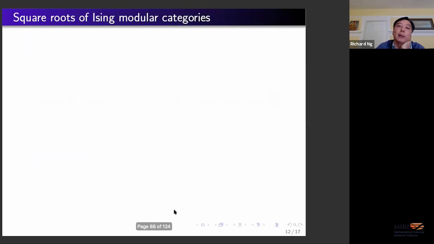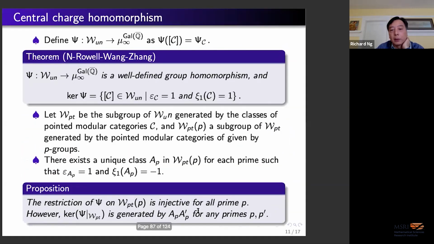It's generated by elements in pairs. Let's put it there. So they are given by A. Oh, the prime, I have another typo. The prime is actually above P. So it's given by the class of AP times AP prime. So it's always generated by a pair.